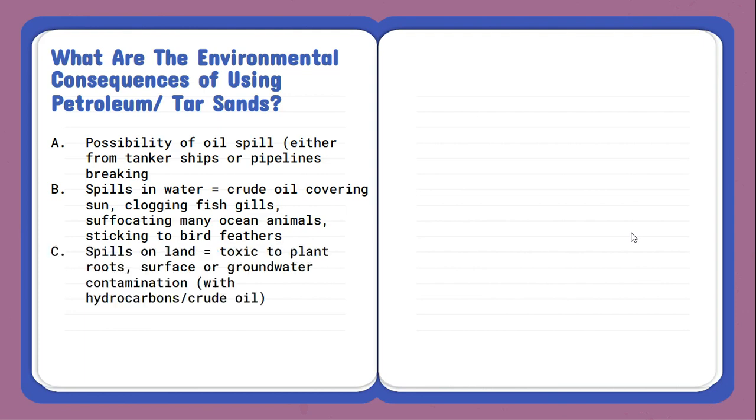If it winds up spilling on land, or even if it spills in the ocean and winds up along the shore, it can be toxic to the roots of plants. It can be toxic to surface and groundwater, especially if they are contaminated.